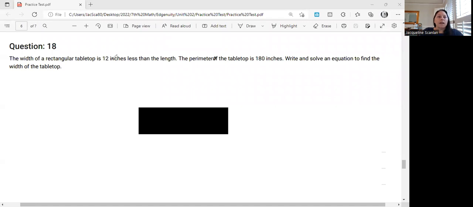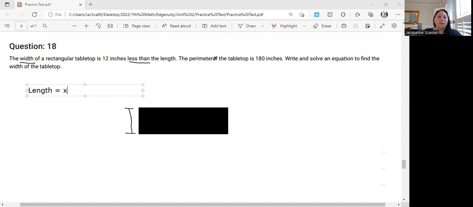The problem says that the width of a rectangular tabletop, and the width is always shorter than the length, so this is my width, is 12 inches less than the length. It doesn't tell us any information at all about the length. So we are going to start building from there. We are going to say that the length is our unknown. That's what we do not know. So I'm going to call that X.